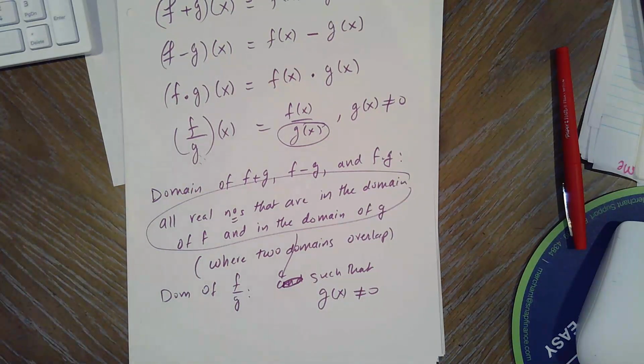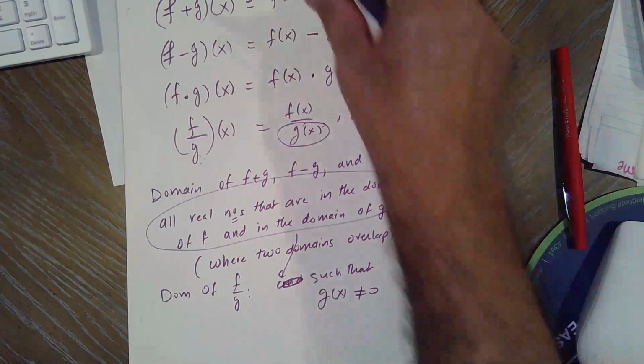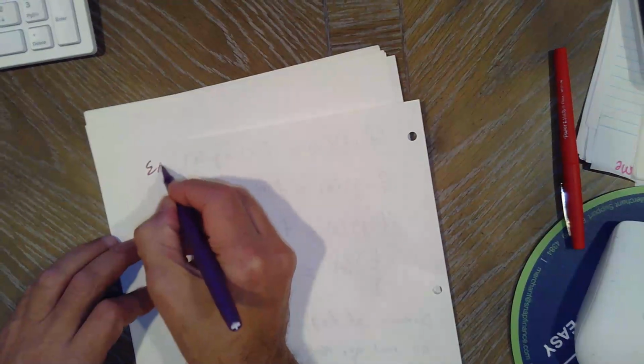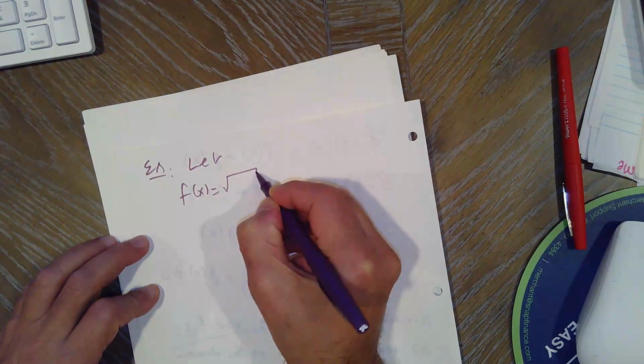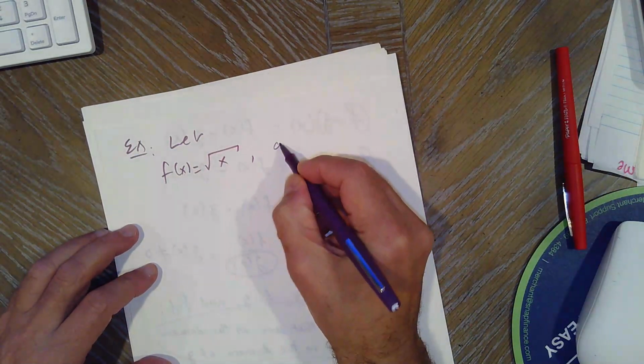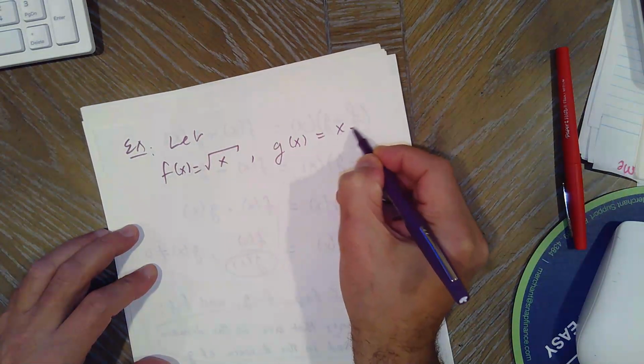So let's look at an example. We're given two functions, f of x equals square root of x and g of x equals x minus 2.